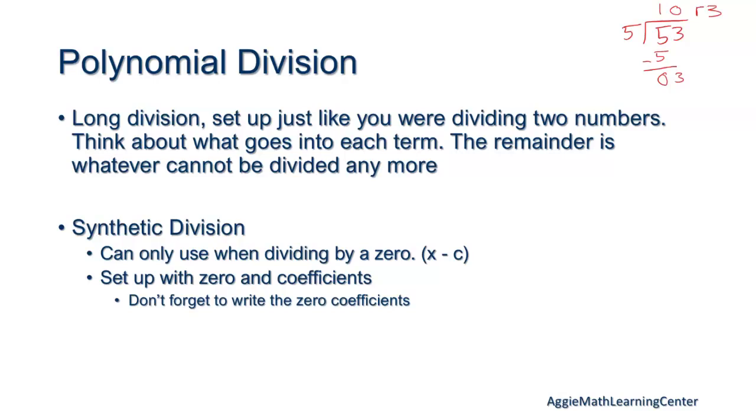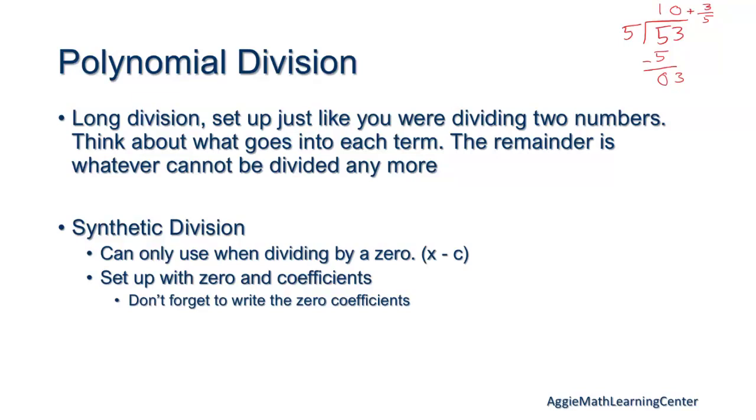Now, long division with the polynomials is the exact same thing. You just have to multiply and see how many times it can go into it. The remainder is whatever cannot be divided right here. You can do remainder 3. You can also do remainder 3/5, and the same goes with polynomials. You can do the remainder over the divisor for another way of doing it, and that would be plus.